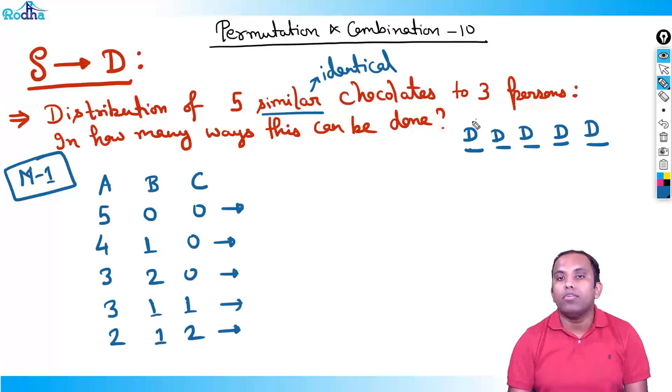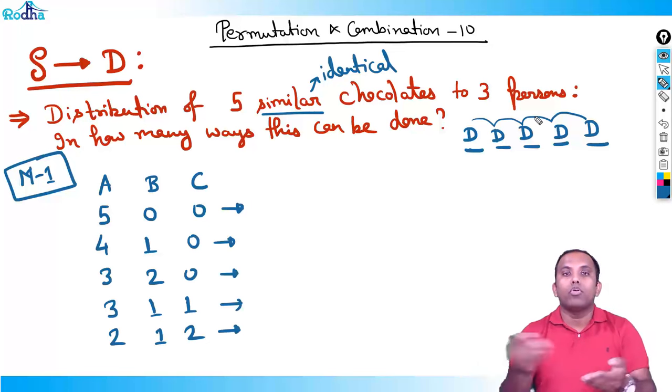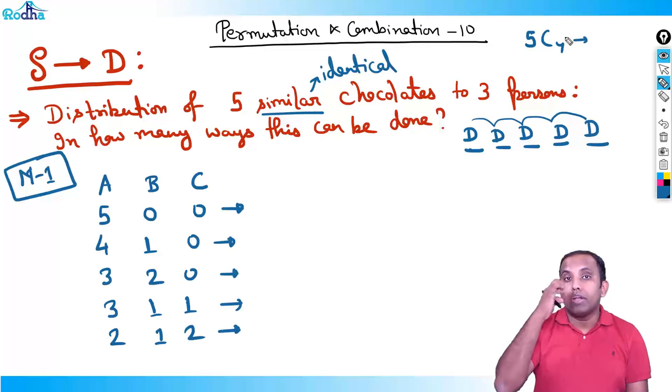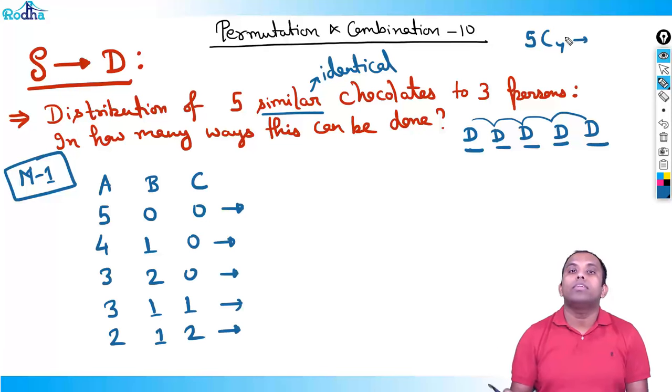Because any four are the same, because all 5 are the same. So think of picking 4 Dairy Milk: only one way, because you can pick any 4. If I'm picking 4 Dairy Milk from here, there's no point writing 5C4. Because 5C4 means selection of r different things out of n different things. Here they are not different things, all are the same. So no point doing nCr here.